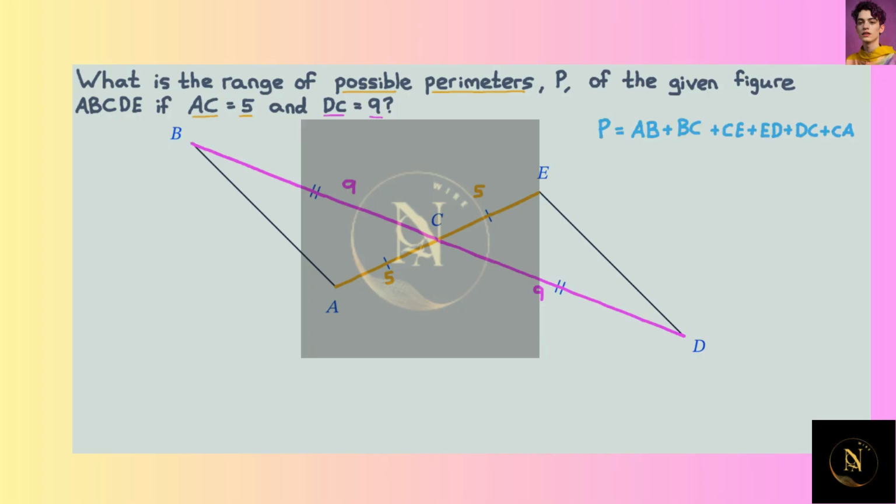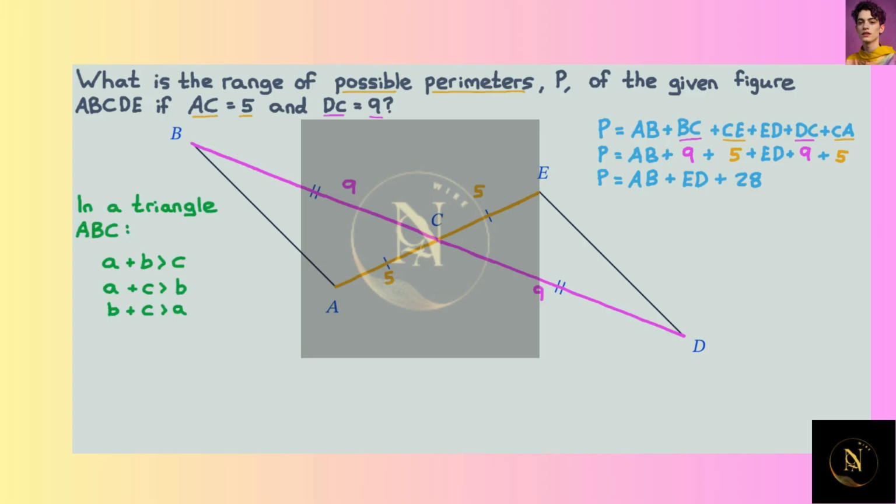We can then recall that the perimeter of a polygon is the sum of its side lengths, so the perimeter P of the given polygon is equal to AB plus BC plus CE plus ED plus DC plus CA. We can then substitute in the known side lengths from the figure to obtain that P equals AB plus 9 plus 5 plus ED plus 9 plus 5. We can then simplify the right-hand side of the equation to get that P equals AB plus ED plus 28.